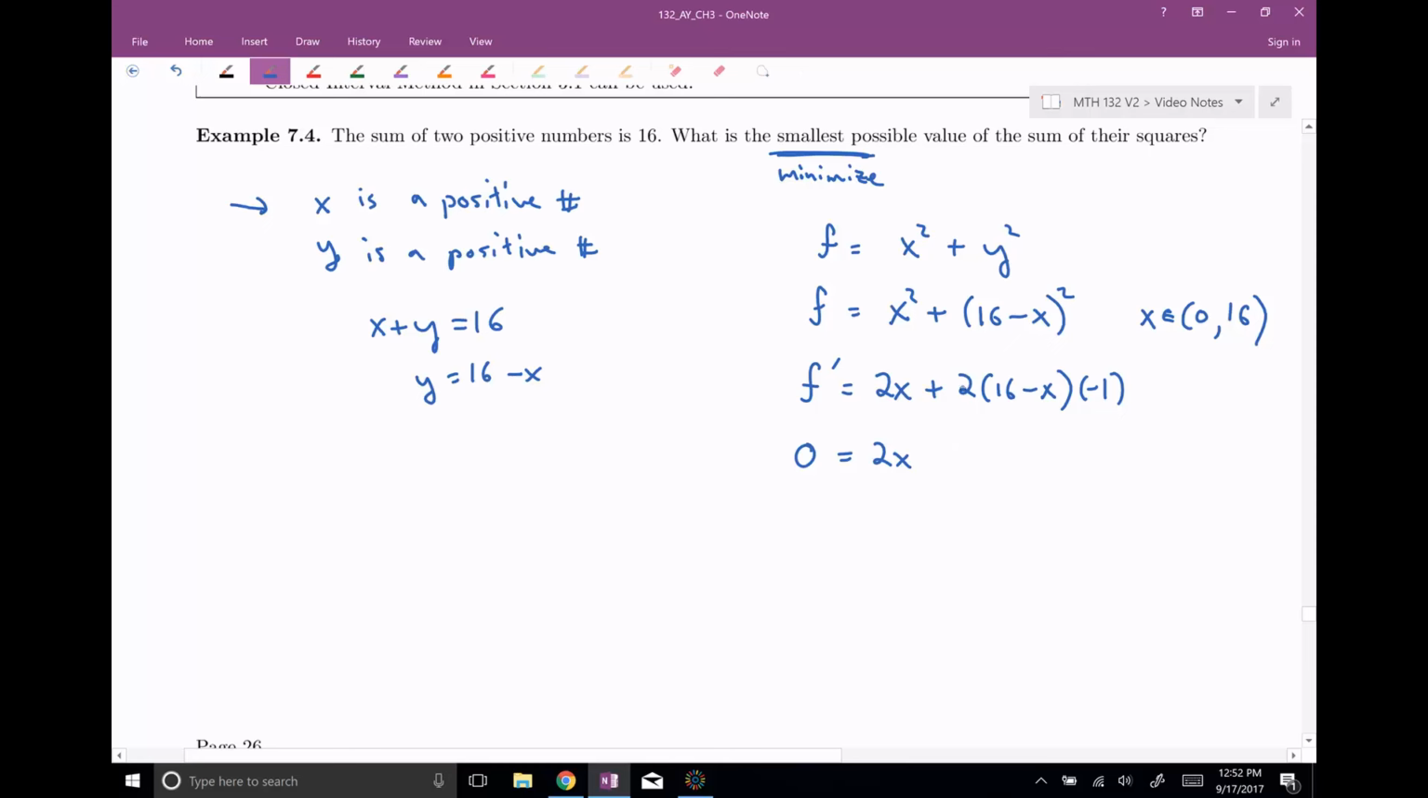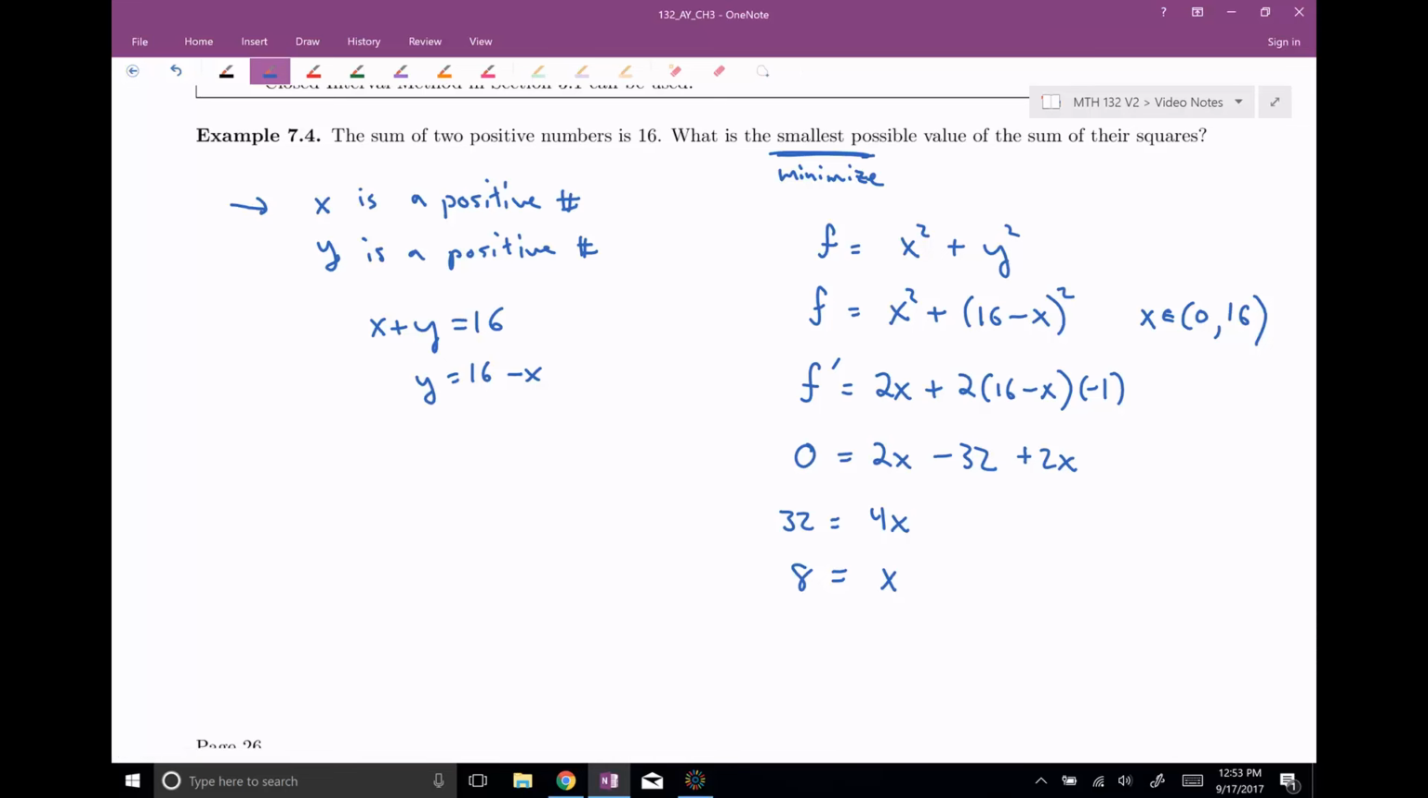So now let's go ahead and maybe also distribute this a little bit. 2 times 16 will be 32. 2 times -x will be -2x. And oops, I forgot to distribute this negative sign as well. It should also distribute, so this is actually going to be -32 and +2x. Okay, let's go ahead and rearrange and try to solve. So I have 32 is equal to 4x. That's going to give us x is equal to 8. All right, so x equals 8 is a critical point.